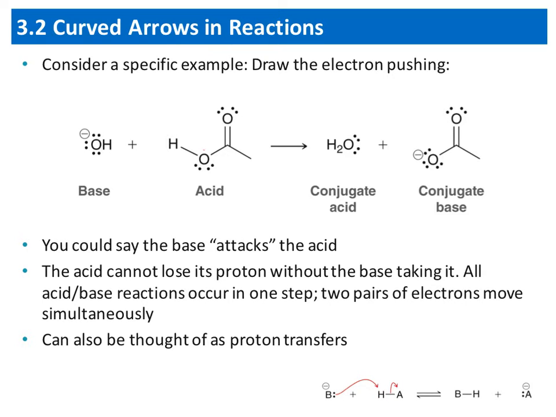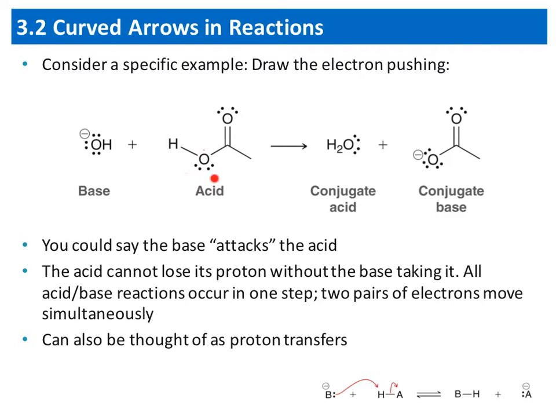Another important thing to remember is an acid cannot lose its proton without a base attacking it. So the attacking of the base and the losing of the proton are basically simultaneous. So it's happening at the same time. And we generally call this type of reaction a proton transfer, because basically we are transferring a proton from one species to another species. Now, looking at the real reaction here, let's define what's happening.